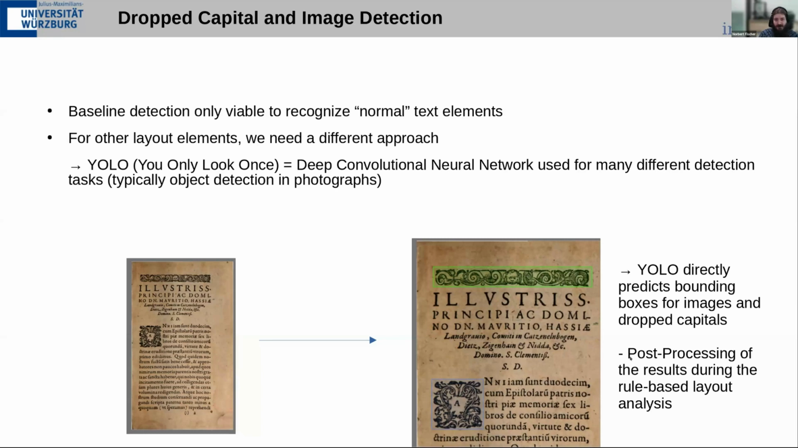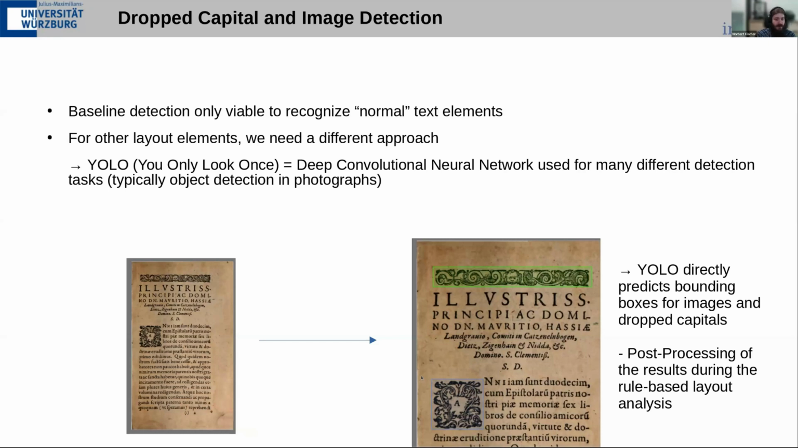For this, we used a different deep convolutional neural network, which is called YOLO, you only look once. YOLO is a deep convolutional neural network that's used for many different detection tasks. Typically, that's object detection in photographs, but it can also be used, for example, for tracking objects in videos or for pose estimation in photographs of humans. In contrast to the baseline semantic segmentation model, we use YOLO for the object detection task, which means that it directly predicts bounding boxes for dropped capitals and images.